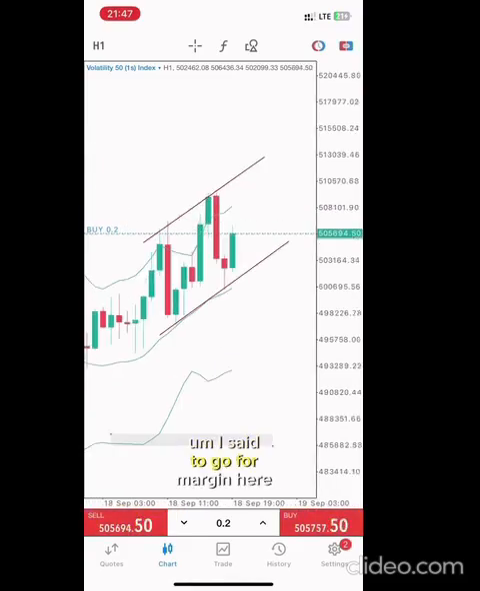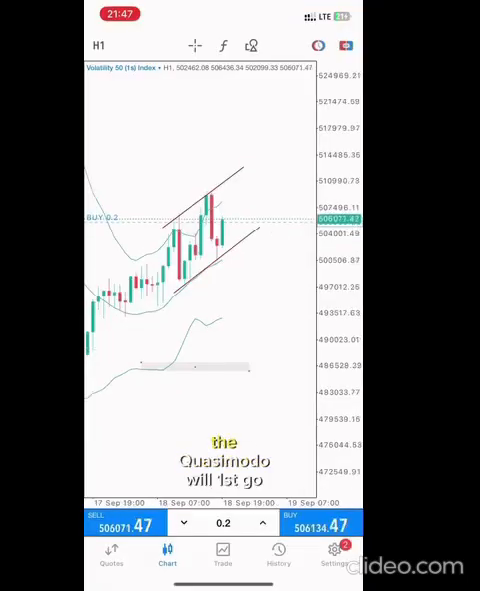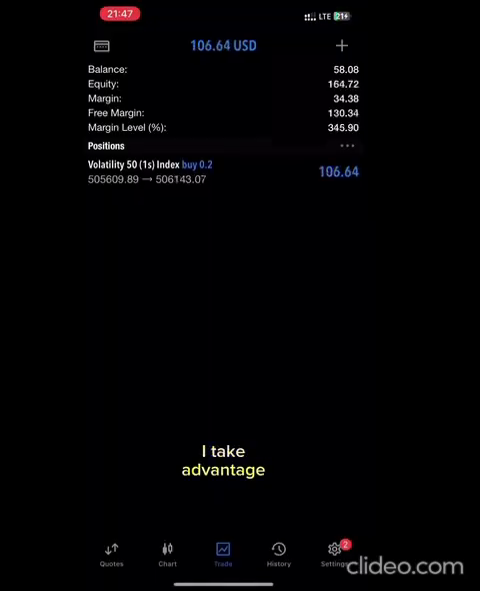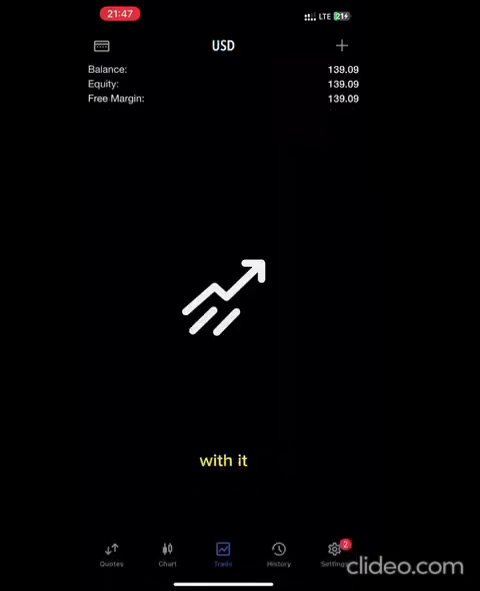I decided to go for margin here because I identified a Quasimodo, and as I said at the beginning of the video, the Quasimodo will first go up so that it can handle the stop losses of the early sellers. Then it will go down. So as for me, I take advantage of the time it buys first, then I'll go down with the sell with it. As you can see, it's a Quasimodo.